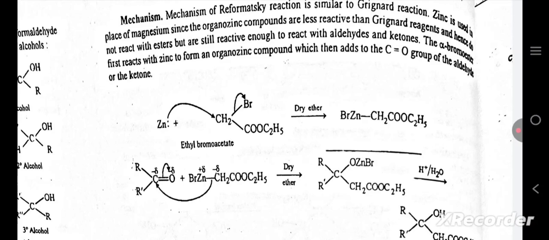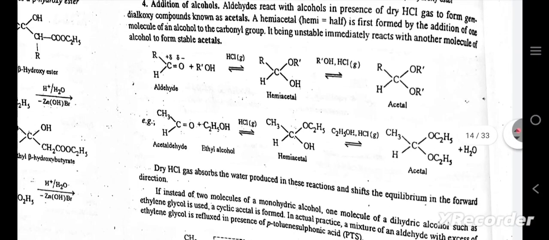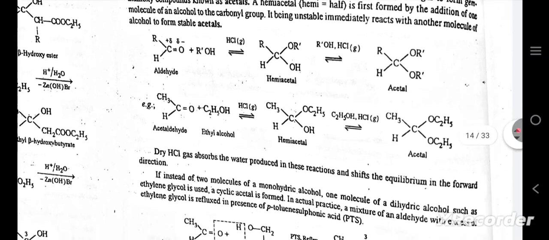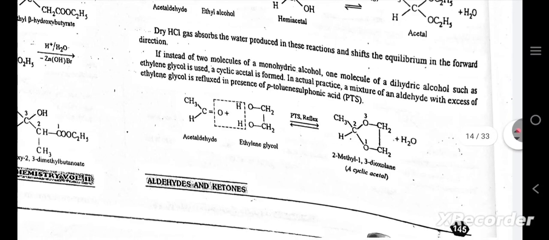The alpha bromoester first reacts with zinc to form an organozinc compound which then adds to the C=O group of the aldehyde or the ketone. Addition of alcohols. Aldehydes react with alcohol in presence of dry HCl gas to form gem dialkoxy compounds known as acetals. A hemiacetal is first formed by the addition of one molecule of an alcohol to the carbonyl group. Being unstable, it immediately reacts with another molecule of alcohol to form stable acetals. Dry HCl gas absorbs the water produced in these reactions and shifts the equilibrium in the forward direction.